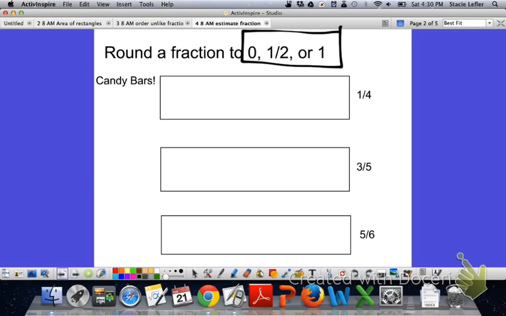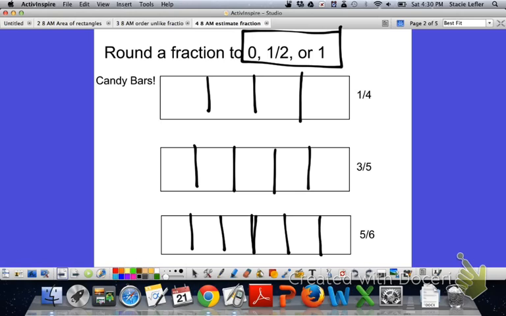So 1/4. Let's just take a candy bar and cut it into 4 pieces. That would be 3 cuts. A candy bar into fifths would be 4 cuts. And a candy bar into sixths, here's my half, would be 5 cuts. I need 3 pieces on this side and 3 pieces on this side. And so now we're going to shade them in.